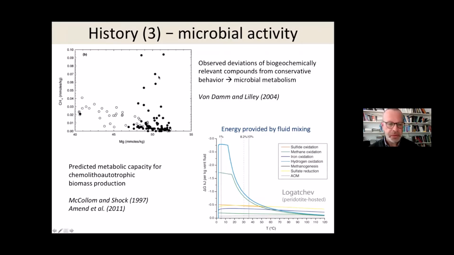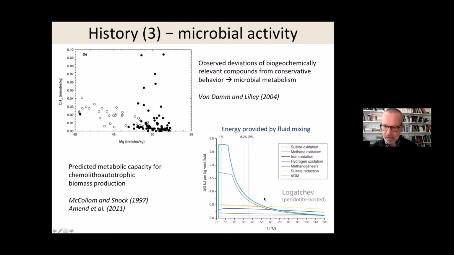Anyway, what they observed at the EPR 9 North is that these diffuse fluids that are fairly low temperature have much more methane than you would expect if these fluids were simple mixtures between seawater and a pure hydrothermal end member fluid that would be somewhere over here at 0 magnesium. Okay, so this is telling us something about microbial metabolism. In this case, it's methanogenesis.